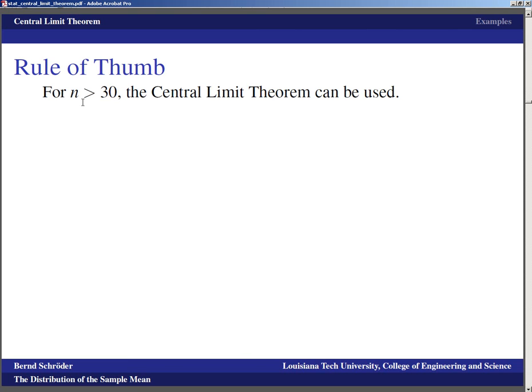Okay, first a quick rule of thumb. For n greater than 30, the central limit theorem can be used, which means for more than 30 samples, you just assume that your distribution of the average is normal. That is not hard and fast. I've used a different text where the author said make n greater than 40. I'm pretty sure there may be some texts where people say n has to be greater than 20 or something like that.